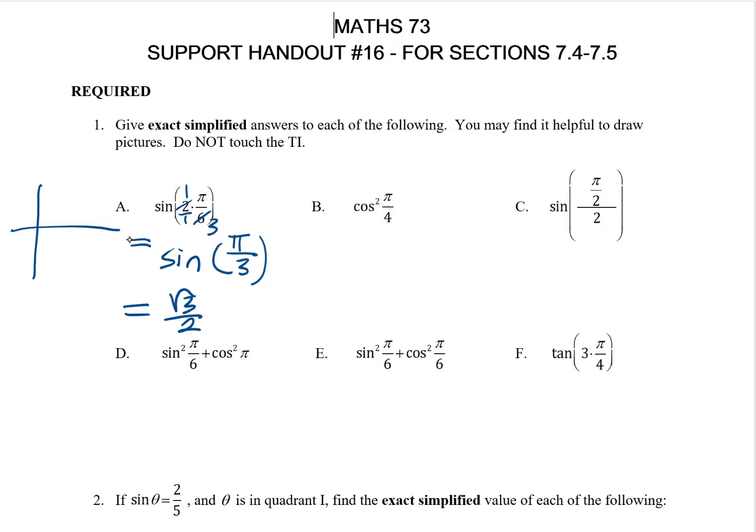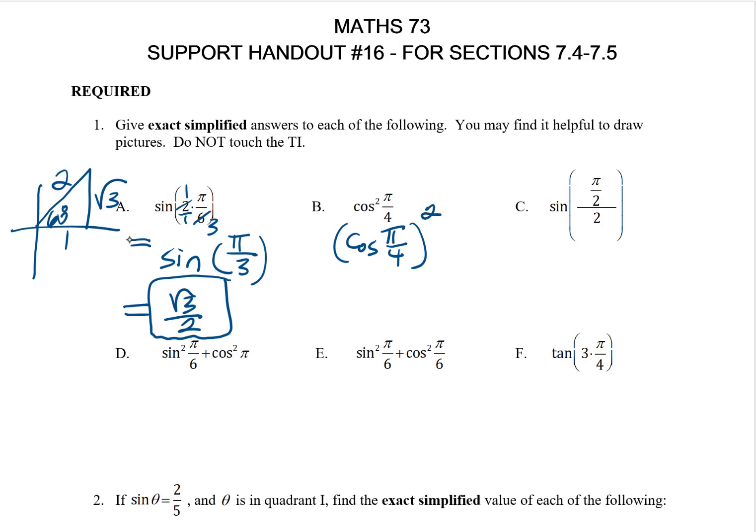Of course, if I need to, I can draw a quick 30, 60, 90 triangle. Pi over 3 is just 60 degrees. And of course, there's my root 3 over 2, opposite over hypotenuse. Letter B. Remember that squared there means that the entire trig ratio is being squared. This is cosine pi over 4 all being squared.